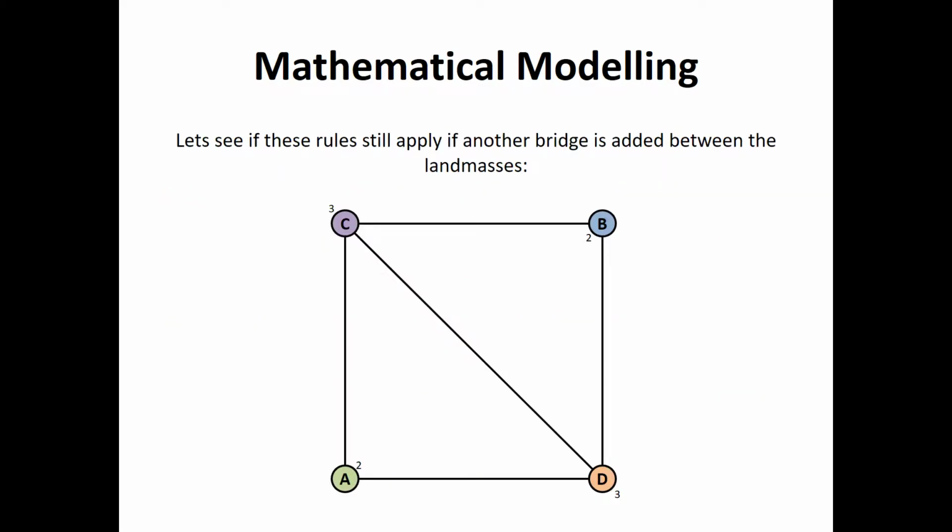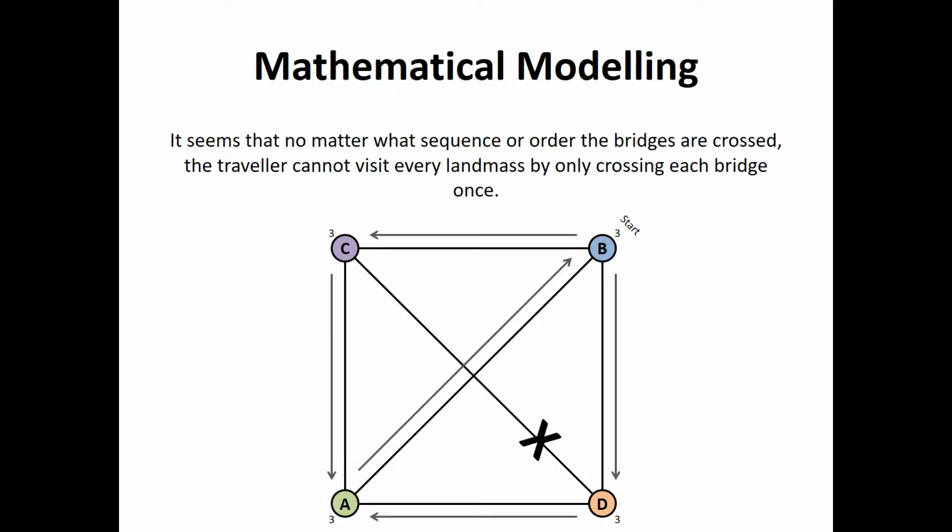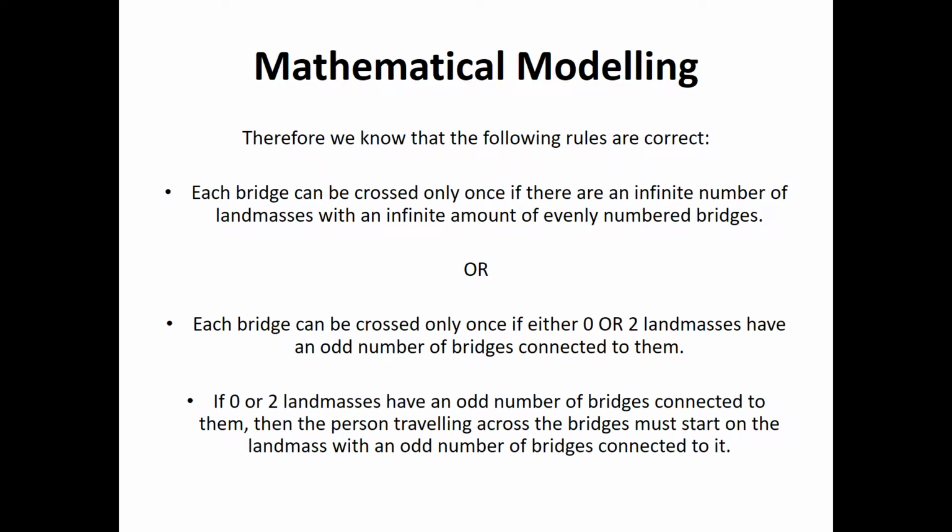From here we further complicate the example, and this starts to look a little bit more like the Königsberg one. There are 4 land masses with odd numbered bridges connected to them. So we try and solve this one, and it seems that no matter what sequence we do, it simply can't be solved. You try it one way, there's always 1 bridge left over, and that just sort of helps further prove these points that I've just developed.